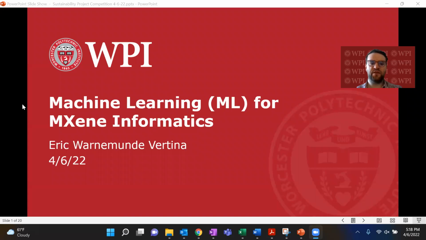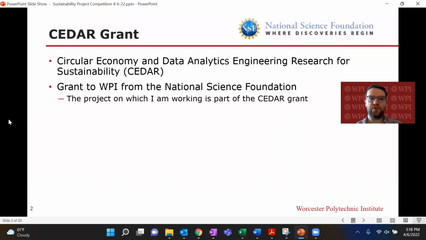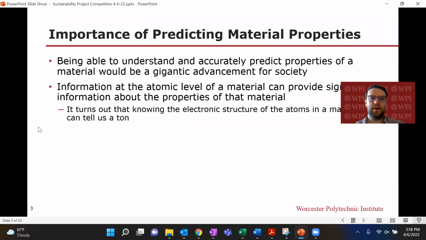Machine learning for MXene Informatics. This research is sponsored by the Circular Economy and Data Analytics Research for Sustainability, or CEDAR grant, to WPI from the National Science Foundation. The importance of predicting material properties.